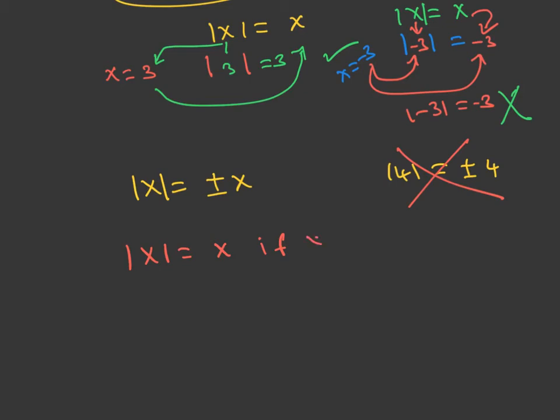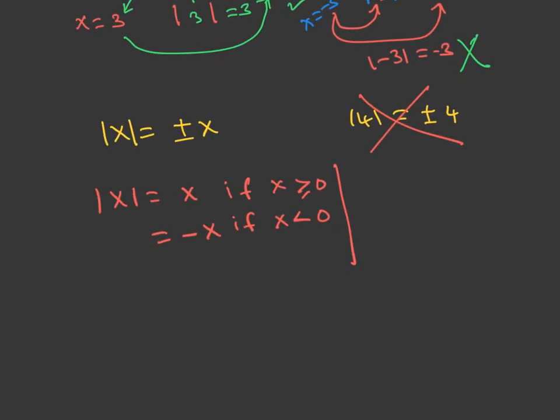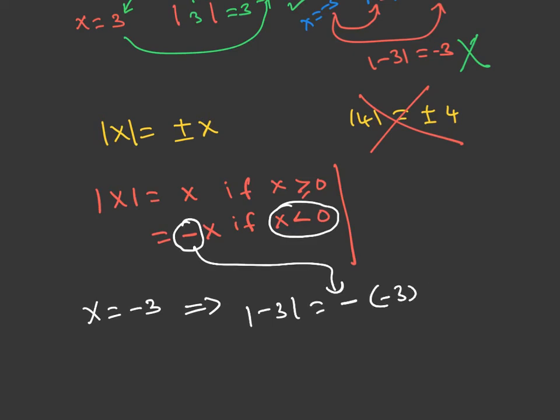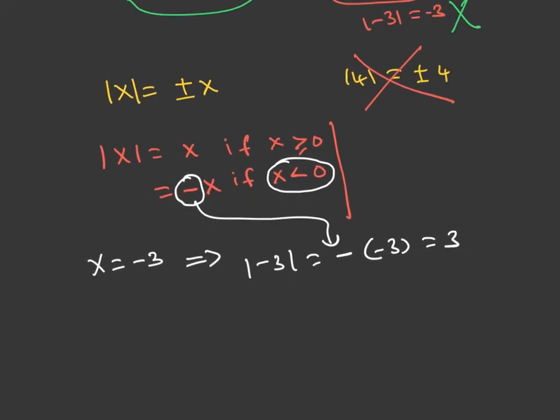This is what the definition of absolute is. Absolute of x is x if x is more than 0, and equals the opposite of x if x is less than 0. It does not matter where you put the equal sign. All absolute functions are piecewise functions. Now let's see if this definition holds if I plug in x equals negative 3. X equals negative 3 falls under the second piece. So absolute of negative 3 would be the opposite of x, so negative of negative 3, which becomes positive 3.